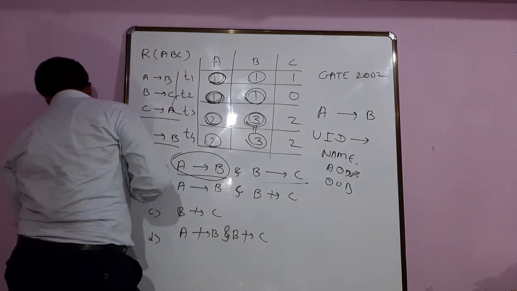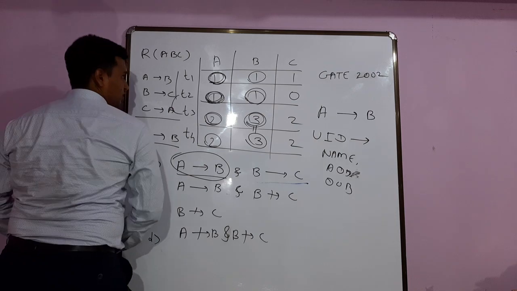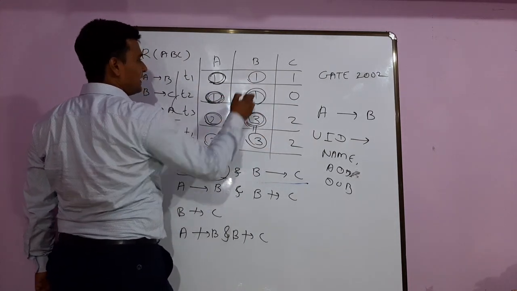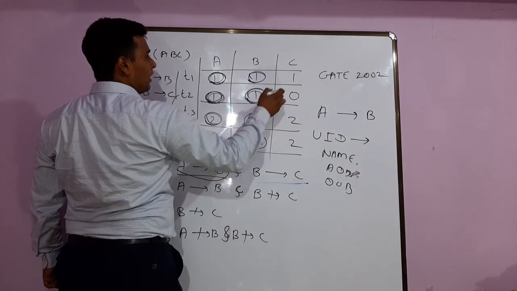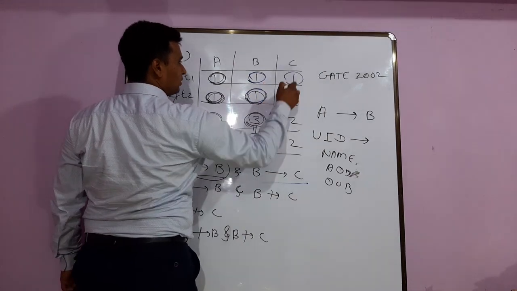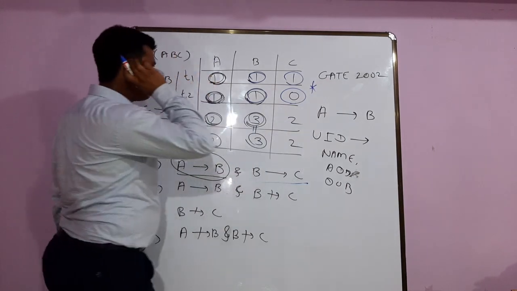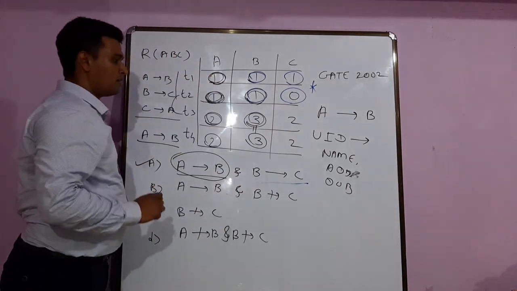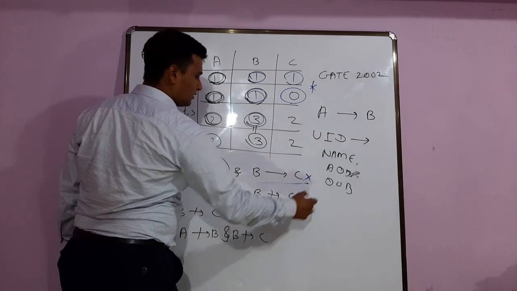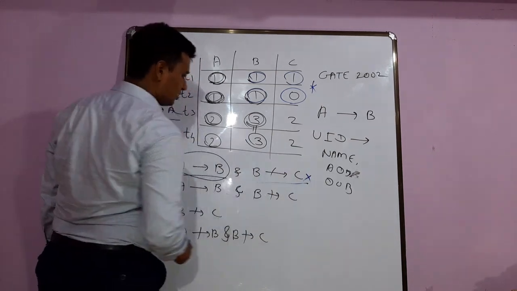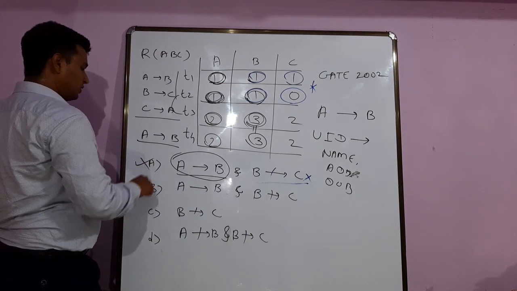Check the B column and the C column. Check for T1 and T2. You can find 1, 1 and they agree here, so they must agree here, but you can see they are not agreeing here. So in this case, we cannot say B determines C. B determines C is wrong here. So B does not determine C, and we will reject option A.